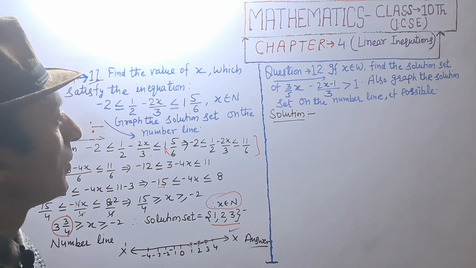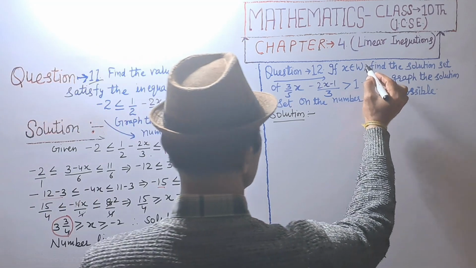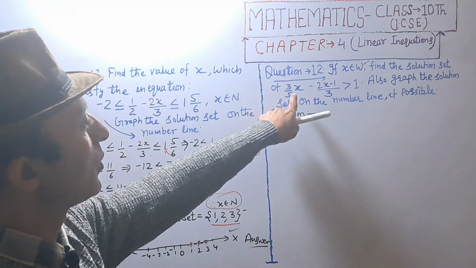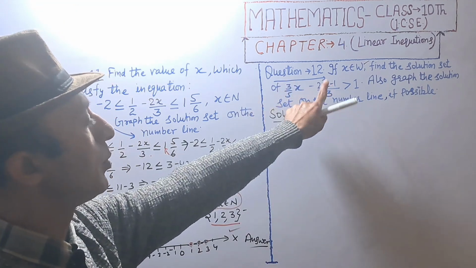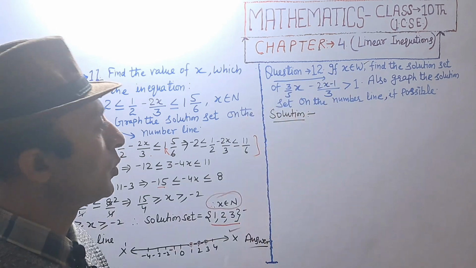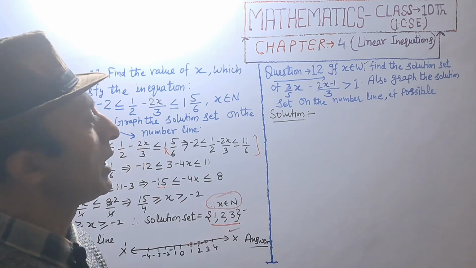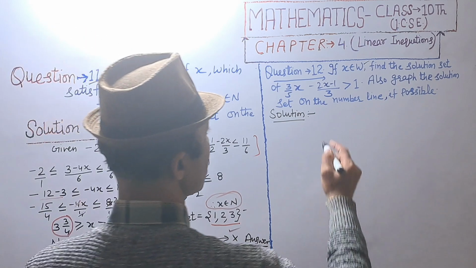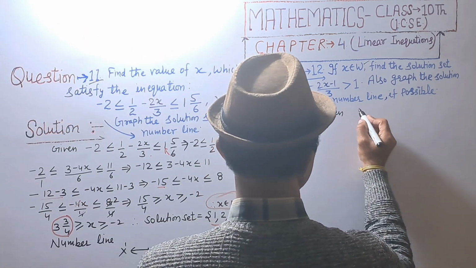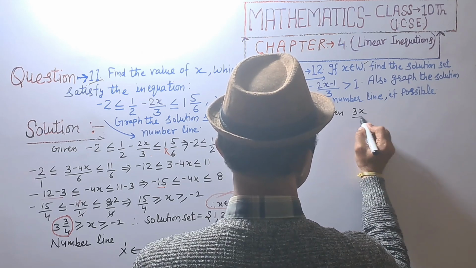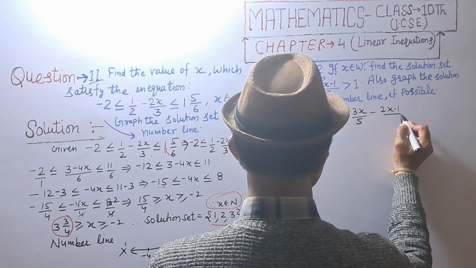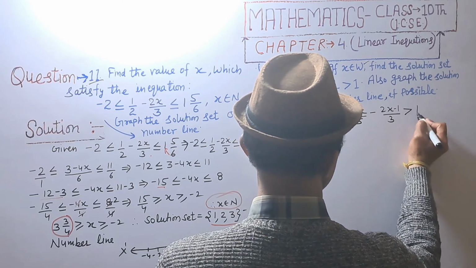Question number 12. If x belongs to whole numbers, find the solution set of 3x/5 − (2x − 1)/3 > 1. Also graph the solution set on the number line if possible. Given 3x/5 − (2x − 1)/3 > 1.